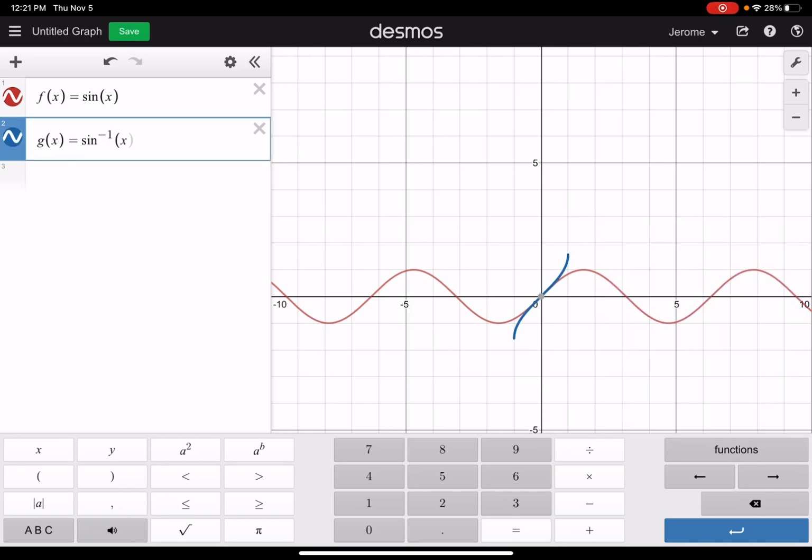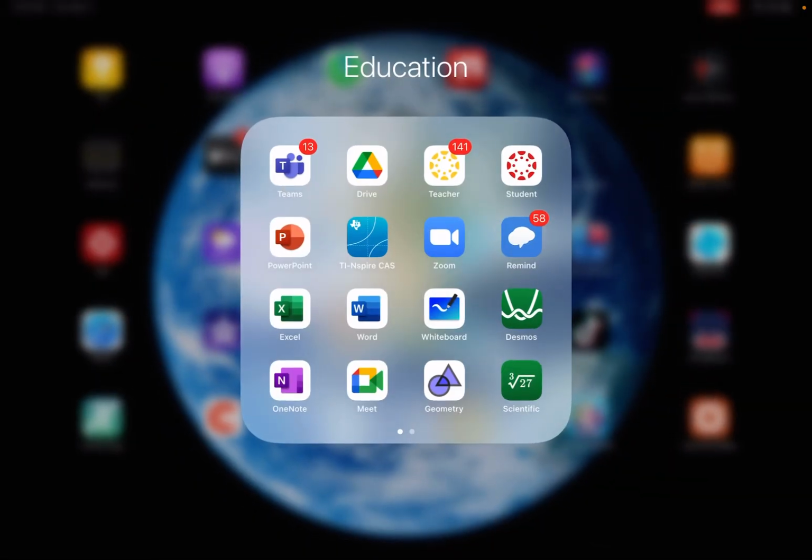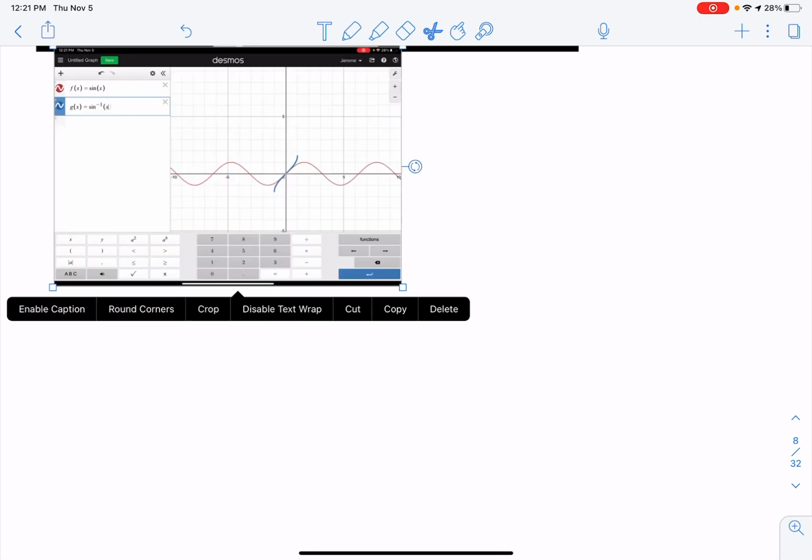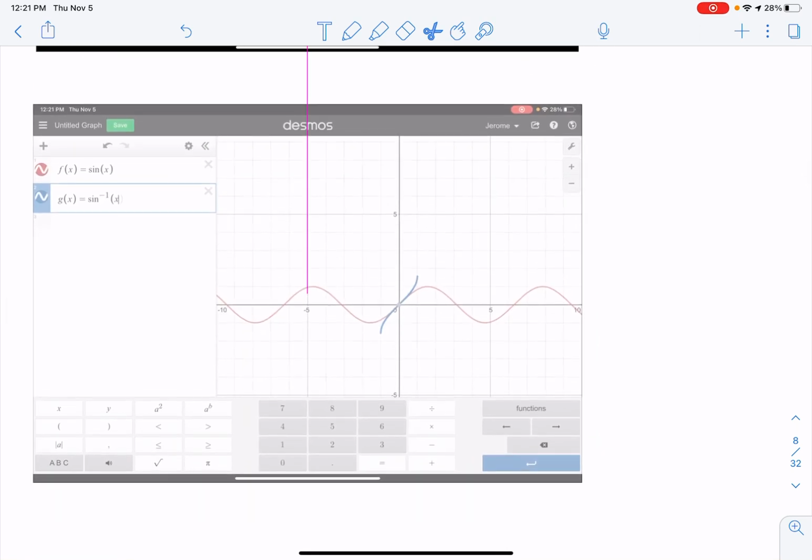And look, it's not the entire graph flipped over the line y equals x. The reason that is the case, of course, is that if that happened, there is no way the inverse would be a function. So we have to take only part of the original domain. Let me again pull this into Notability so we can mark this up right here. Right about there. Yep. Okay, so once again.